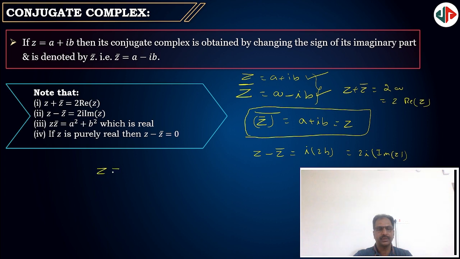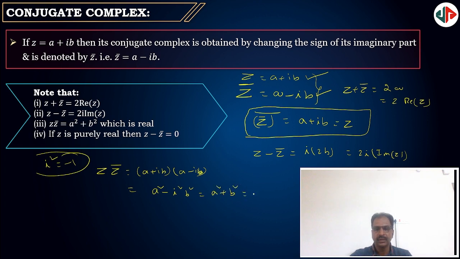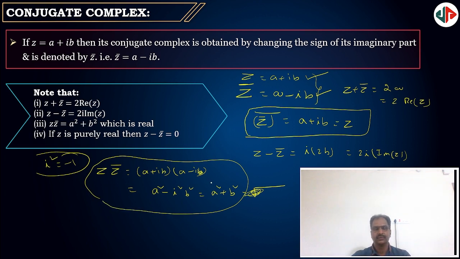Then what is Z into Z bar? A plus iB into A minus iB. This is nothing but A square minus i square B square. We know that i is equal to root of minus 1, so i square will be minus 1. Then this becomes A square plus B square. So Z into Z bar is A square plus B square, which is always a real number.